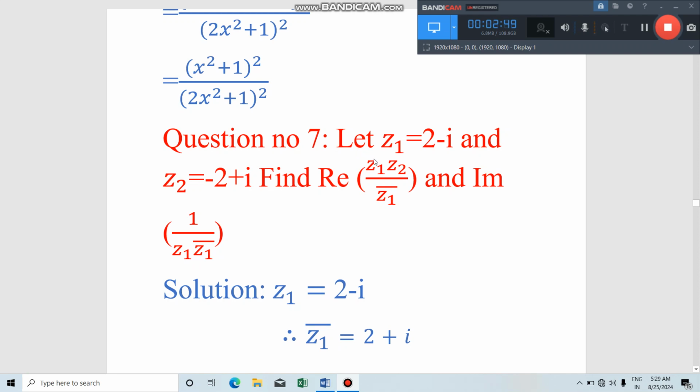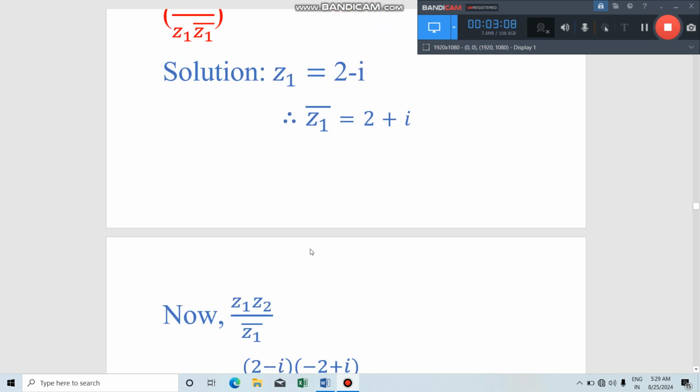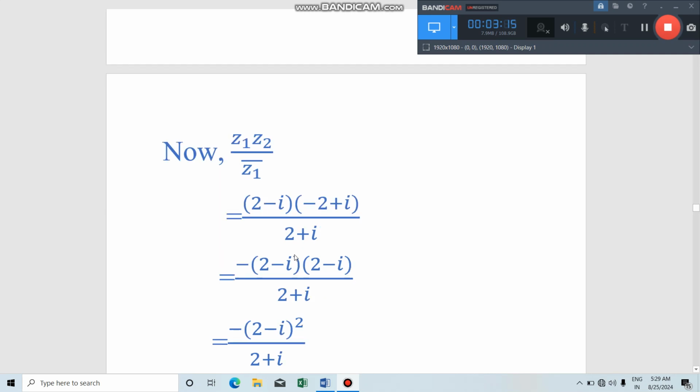Now question number 7. Let z1 equal to 2 minus i and z2 equal to minus 2 plus i. Now find real part of z1 into z2 divided by z1 bar and imaginary part of 1 by (z1 into z1 bar). Now here is the solution. Z1 equal to 2 minus i, therefore z1 bar will become 2 plus i. Now z1 into z2 by z1 bar equal to (2 minus i) into (minus 2 plus i) divided by (2 plus i). So 2 minus i into, we will take common minus, so minus of (2 minus i).